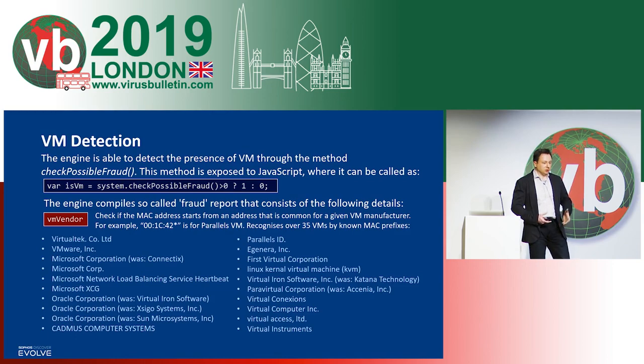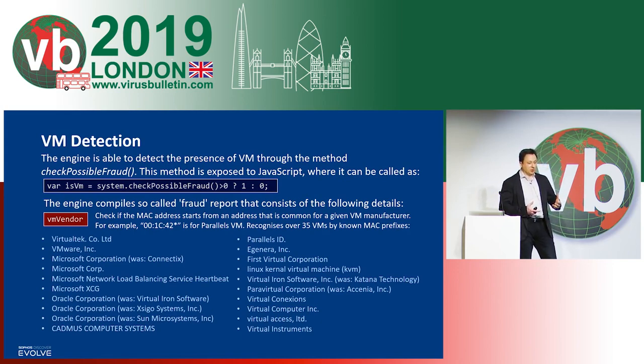and they detect the presence of a virtual machine. The detection itself is based on a number of tricks. First of all, they check the MAC address. The common VM manufacturers have hard-coded MAC addresses. For instance, 001C42 stands for Parallels VM. That's a common MAC address for Parallels VM.